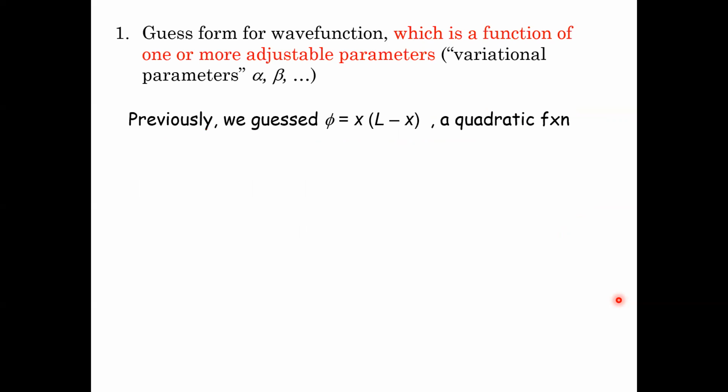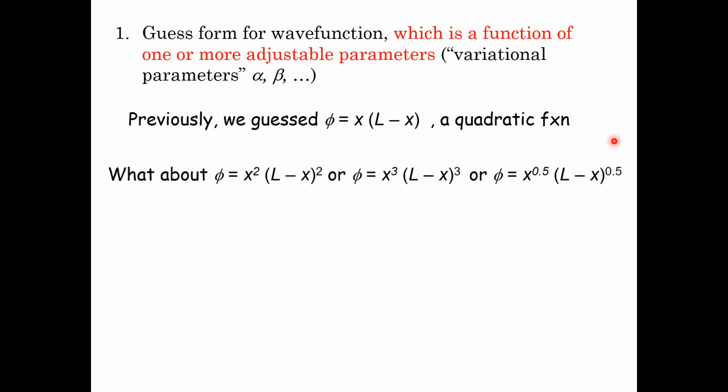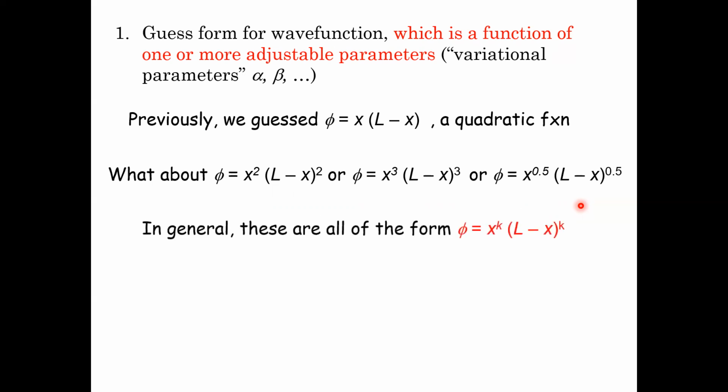Step 1, guess the form for the wave function, which is a function of one or more adjustable parameters. Previously, we talked about a particle in a box, and we had imagined guessing a wave function which looks like this, right? A quadratic function. But I could just as easily have guessed some other type of polynomial, right? I could have guessed x squared times (L minus x) squared, or x cubed, or x to the 1/2. There's nothing which says that it has to be an integer, right? Maybe the square is better, maybe the cube, maybe the 0.5. We don't know.